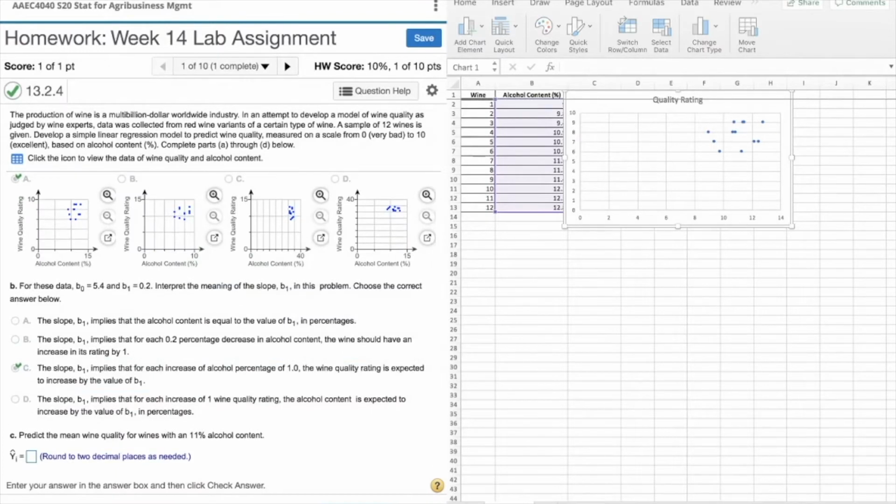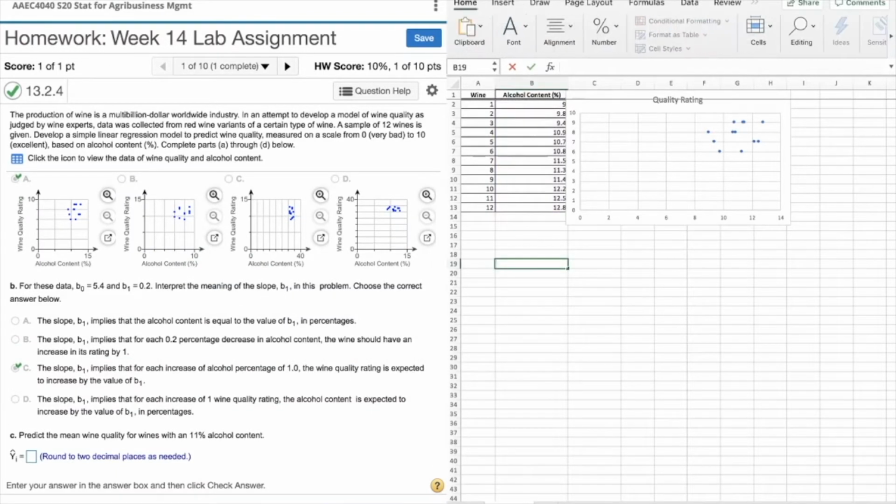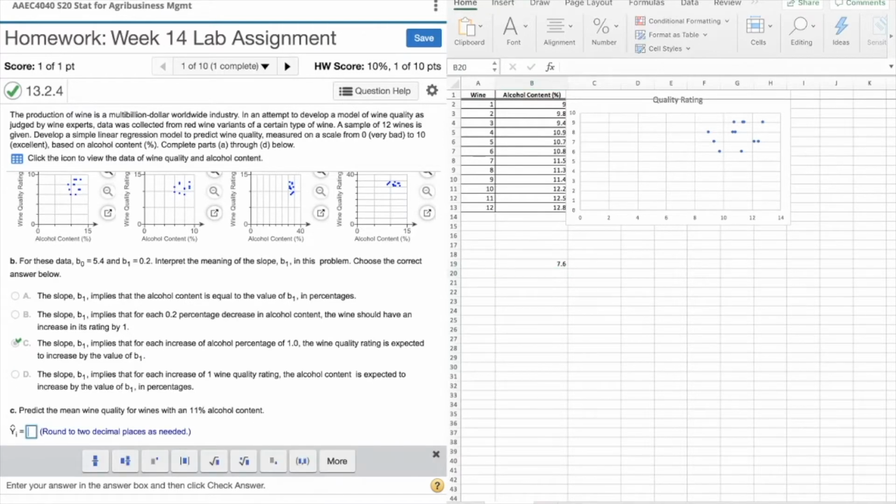And in part C, we can do it in Excel. Alcohol content is 11 and B1 is equal to 0.2, plus B0 is equal to 5.4. We get the answer that it's equal to 7.6.